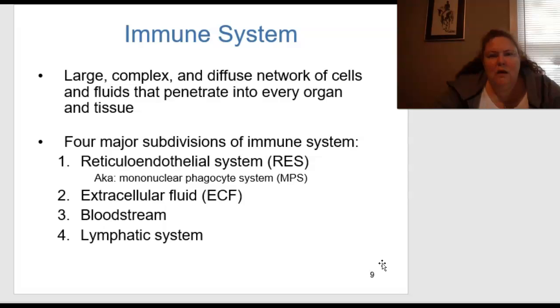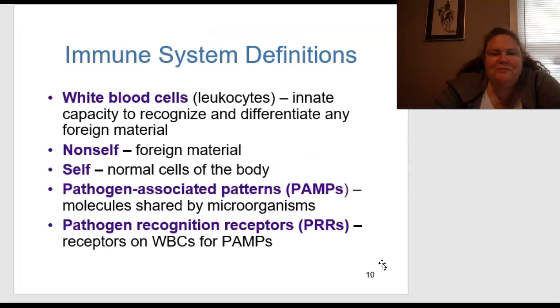Okay. The immune system is a large, complex, and diffuse network of cells and fluids that penetrate into every organ and tissue. There are 4 major subdivisions of the immune system. The first one is the RES, second one is ECF, third is the bloodstream, and fourth is the lymphatic system. The first one is the reticuloendothelial system, also known as your mononuclear phagocyte system, or MPS for short. The second one is extracellular fluid, or ECF, and again, the bloodstream and the lymphatic system.